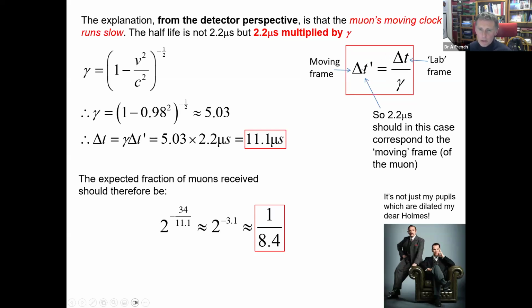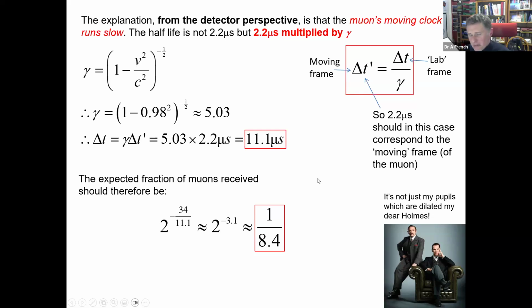So you've got to be careful with which one we're talking about here. And so delta T, the thing that we would put in our power here, is 11.1 microseconds. From the muon's perspective, it's 2.2. From our perspective, it's 11.1. And so minus 34 over 11.1 is about 2 to the minus 3, or about a factor of 8. So that pretty much agrees with what we see. Great, fantastic, you may think. Mystery solved. But there's a problem.